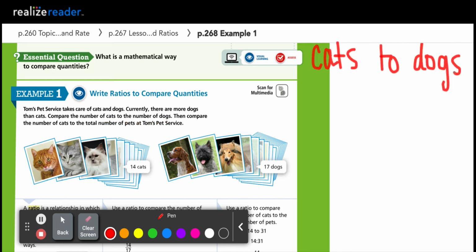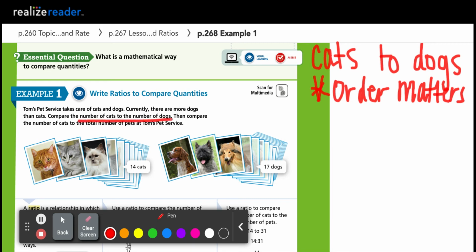And the most important thing to know about ratios is that order matters. So write that also. So if the word problem says that we're going to be comparing the number of cats to the number of dogs, your ratio has to be written in that same order. So what is the number of cats? How many cats are there? 14. And how many dogs? 17 dogs. So if we are writing the ratio of cats to dogs, we would write 14 to 17.